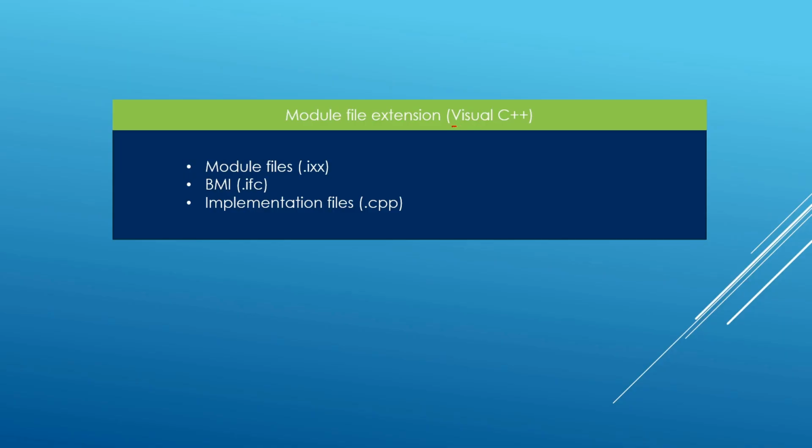If you are using the Visual C++ compiler from Microsoft, module files will have the IXX extension, the BMIs will have the IFC extension, and implementation files are going to have the CPP extension. This is the practice or the recommendations that we have to follow if we are using this compiler. It is possible to use other extensions and tell the compiler to treat those as module files, but that's another step, and it would really help if we had good defaults that are supported across all compilers.